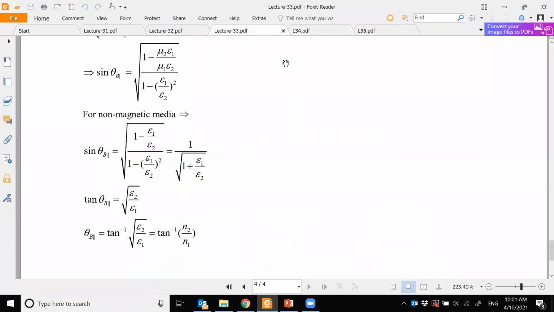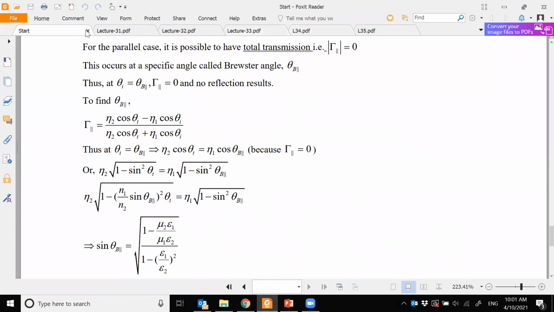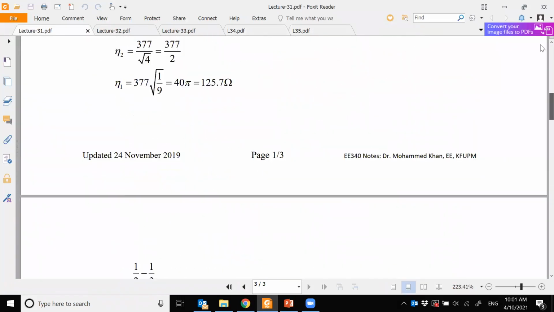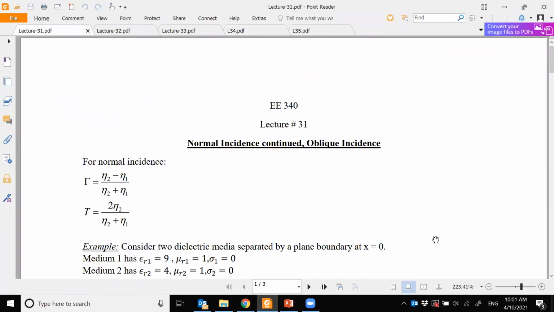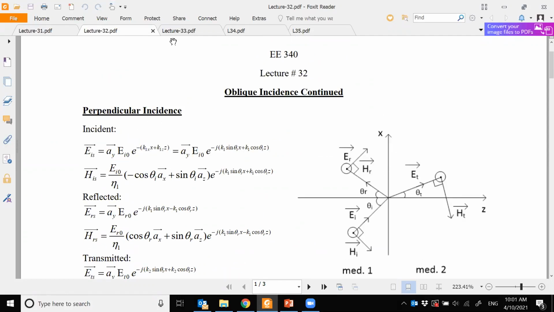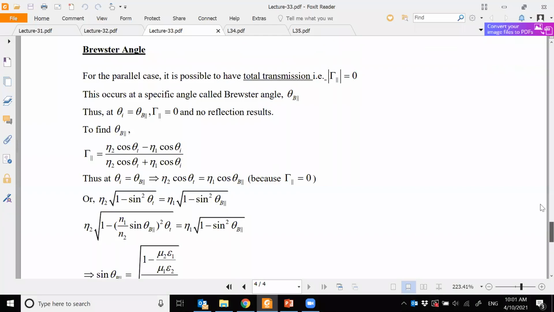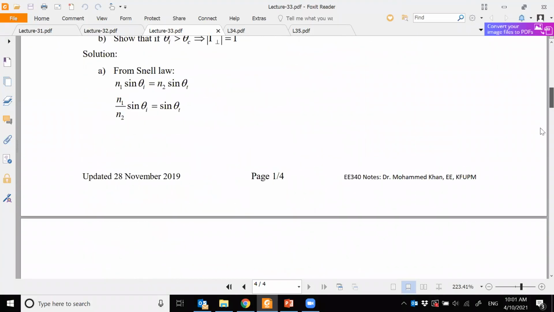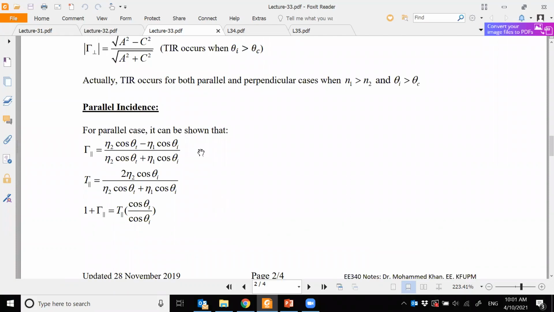In the last 3 classes, we were looking at the transmission and reflection of electromagnetic waves, which is our typical TEM waves, our uniform plane waves. We looked at the normal incidence and the oblique incidence, and in the oblique incidence, we looked at the perpendicular incidence and then the parallel incidence. So this is the summary for the parallel incidence. This is the reflection coefficient, this is the transmission coefficient, and this is the relationship between them.